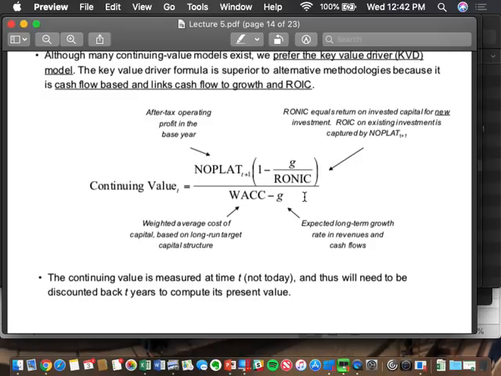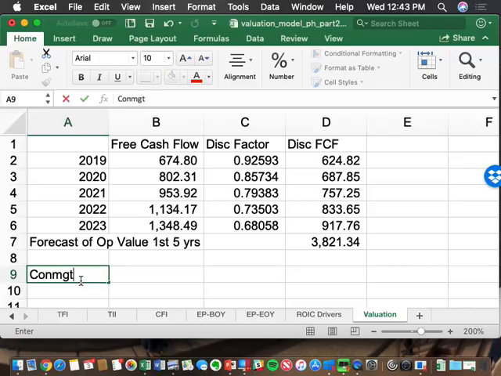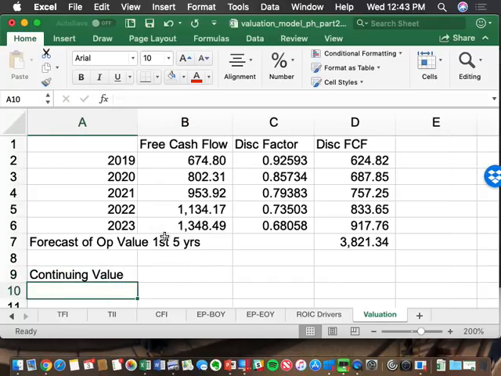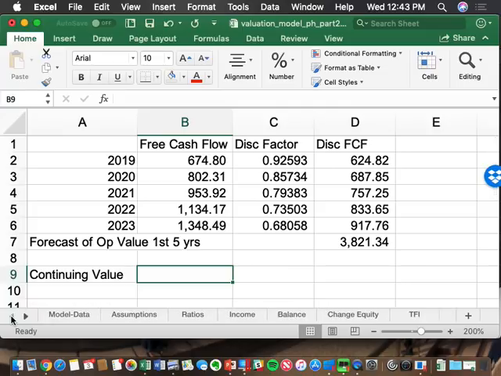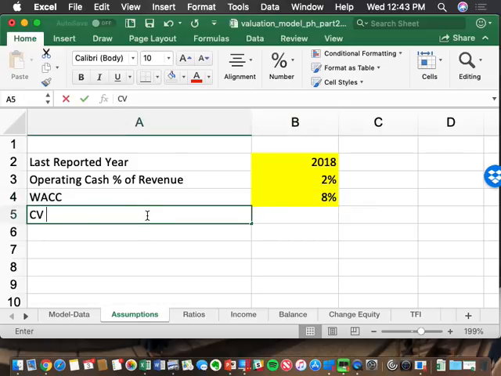Now, here's what I'm going to do. This is where the Assumptions tab will also come in. In our model that we're building, I'll write this out: the continuing value of Parker Hannifin is the key value driver formula. Rather than putting all the formula here and all the assumptions scattered throughout our model, I'm going to go to the Assumptions tab, and I'm going to aggregate those 4 assumptions in one place. We already have the WACC, so I need the other 3 parts of the formula. I'm going to need a continuing value NOPLAT.